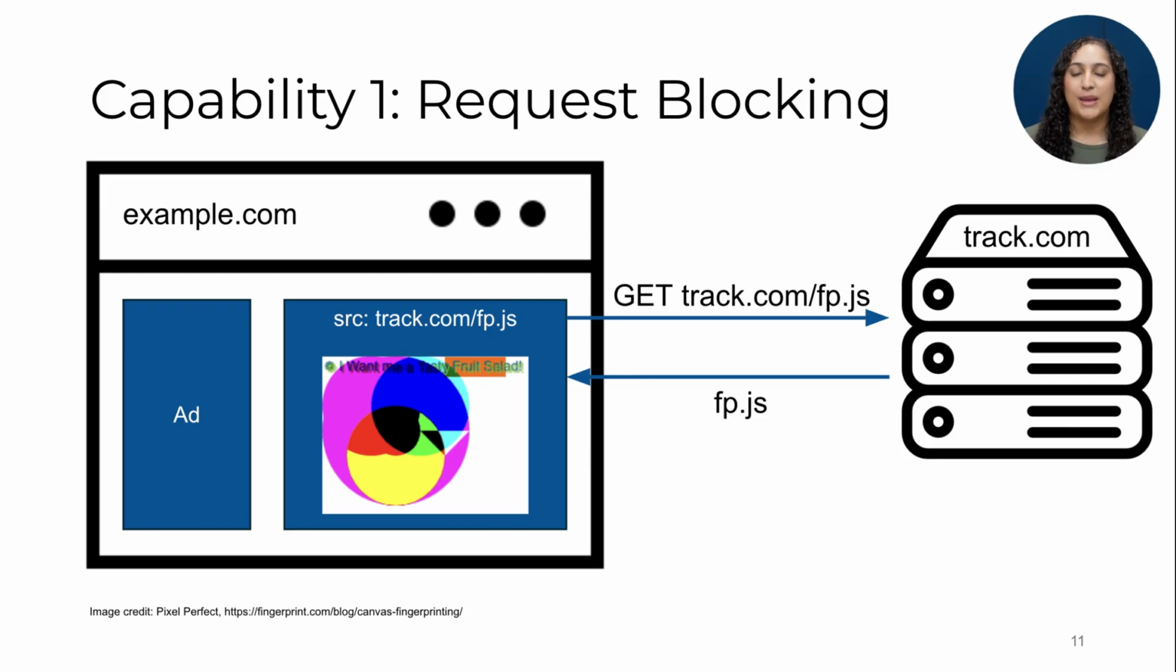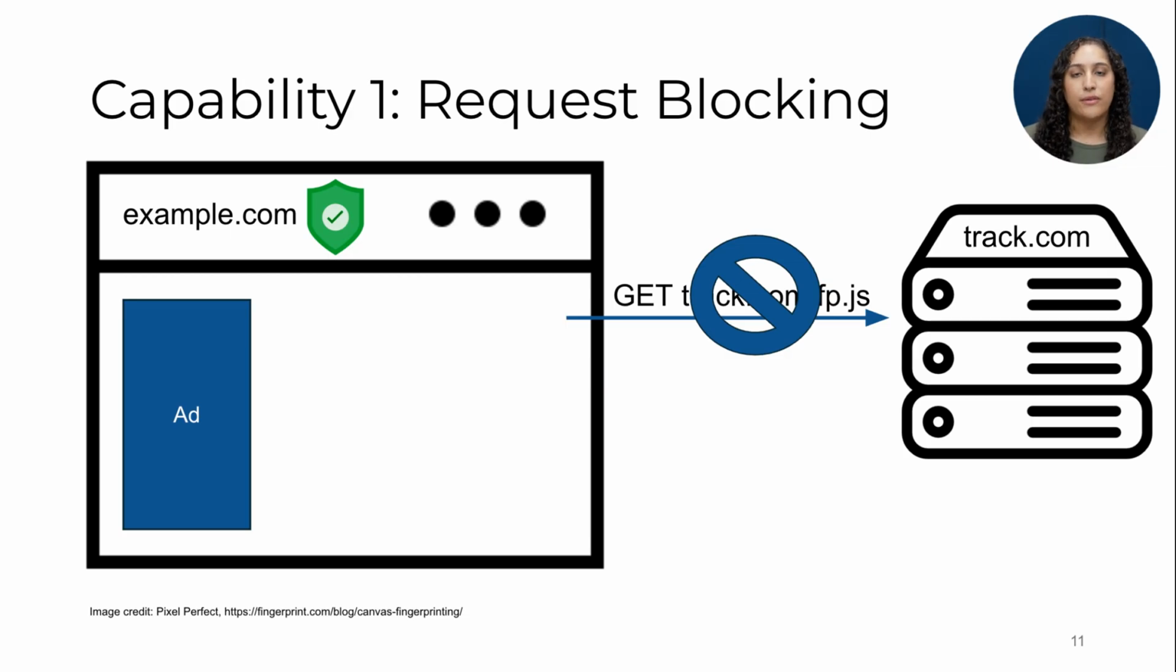So let's start with the first capability of content blockers, which is request blocking. If a content blocker is installed and wants to protect this user's privacy, they can simply prevent the website from requesting this script, so it never gets returned and never executes on the page. So this is very effective, but also a little heavy-handed.